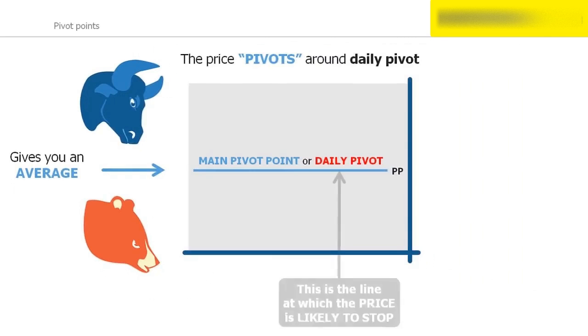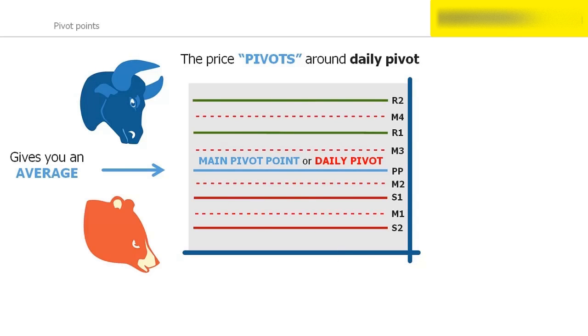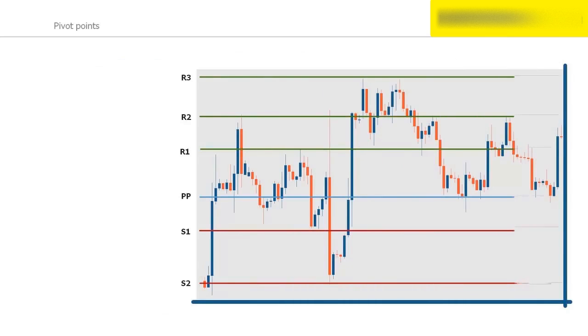Note that sellers and buyers can push price above and below the daily pivot point respectively. However, it generally acts as a floor or a ceiling at which price is likely to stop once the price has reached it. The other pivot points are R1, R2, R3, and S1, S2 and S3, and the mid pivots labelled as M1, M2, etc. All pivots are calculated using the daily pivot. When the price reaches these pivot points, traders are likely to sell if the price has reached it from below, or buy if the price has reached it from above.